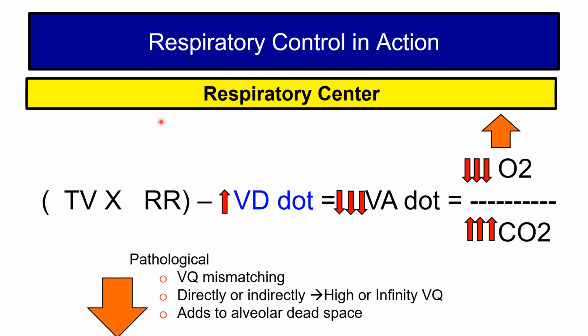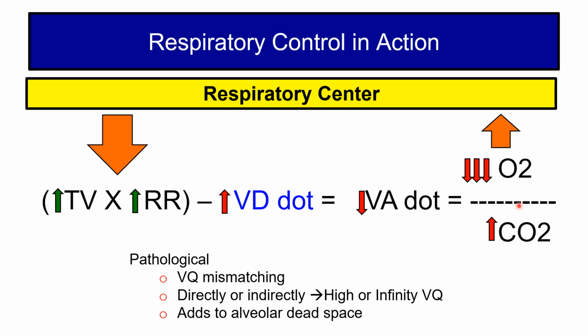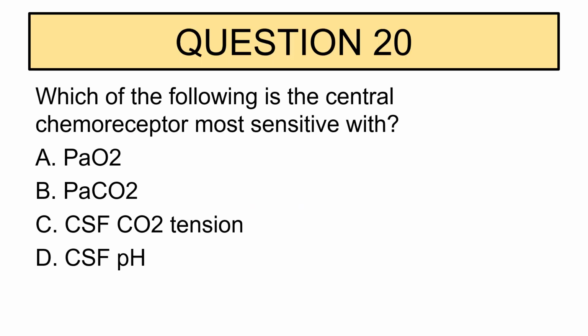And the command will be to increase the tidal volume and the respiratory rate. This is going to partially correct the low alveolar ventilation and partially correct the hypoxemia and the hypercapnia consequently. So that is the setup, one of the purposes of your respiratory center.